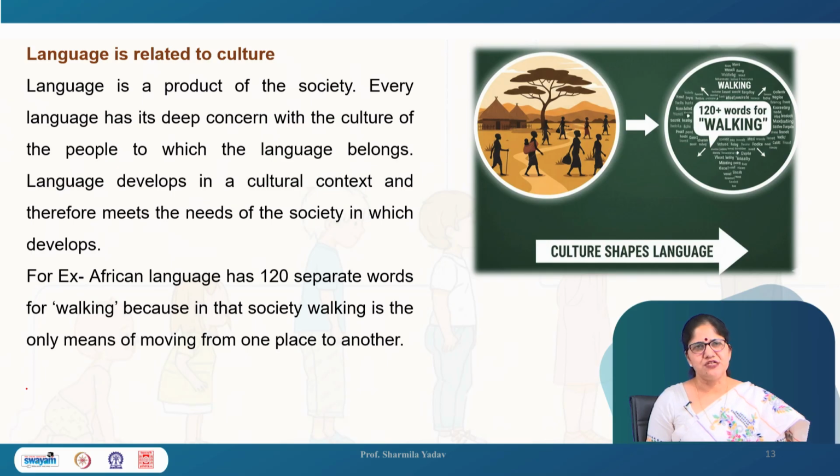Language is related to culture. Language is a product of the society. Every language has its deep concern with the culture of the people to which the language belongs. Language develops in a cultural context and therefore meets the needs of the society in which it develops. For example, an African language has 120 separate words for walking because in that society walking is the only means of moving from one place to another.